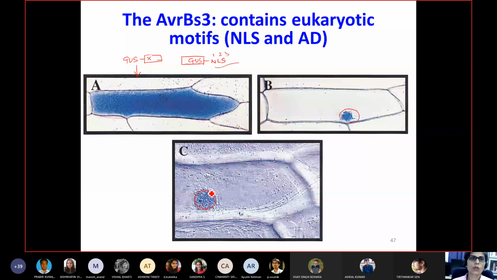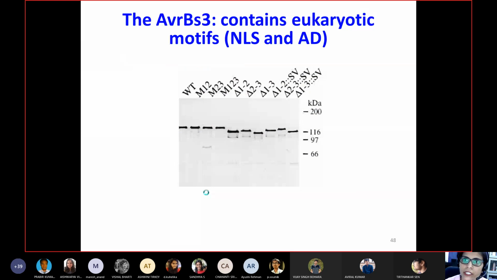That means it is localized in the nucleus of all transformed cells. So from there they started saying that it has to have some role in the plant system. So they did a lot of mutational studies on this nuclear localization signal, and they generated different mutant proteins. What you see here is the expression of all the mutant proteins.